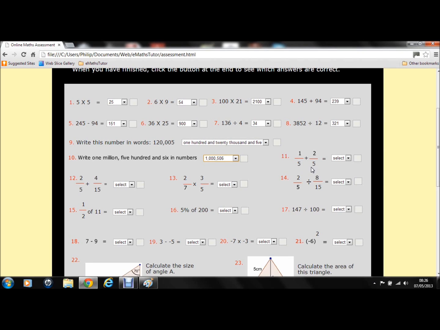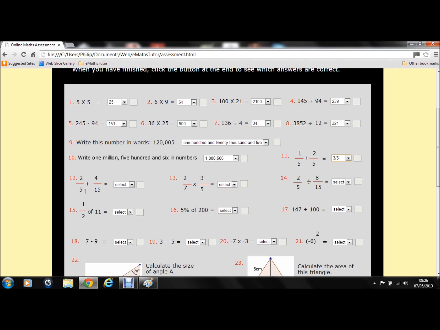If we cut our cake into 5 and give one piece to one person, that's 1/5. We give 2 pieces to another person, that's 2/5. Then altogether we've given away 3 pieces of cake, 3/5. 1/5 plus 2/5 is 3/5.